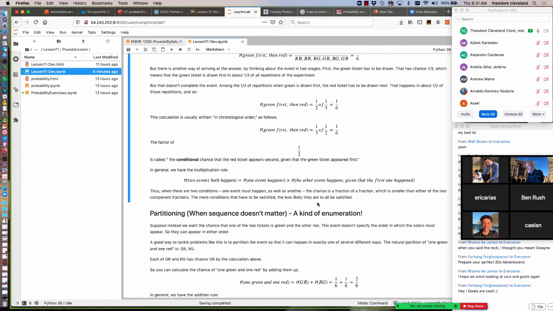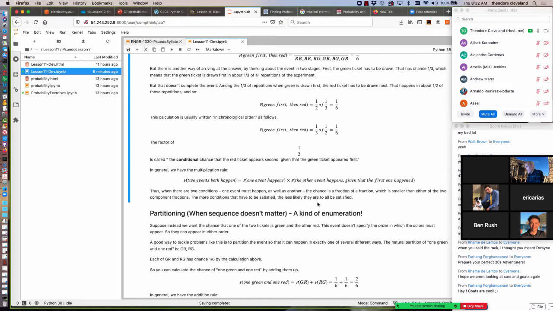So when there's 2 conditions, one event must happen as well as the other. The chance is a fraction of a fraction, which is smaller than either of the 2 component fractions. The more conditions that have to be satisfied, so the more things that have to go right, or in the case of space shuttles, the more things that have to go wrong, the less likely they'll all go wrong. So that this is a probabilistic argument for complexity. But that's not necessarily a good argument for complexity, because usually the more complex things are, they find better ways to break than we could have imagined ahead of time.